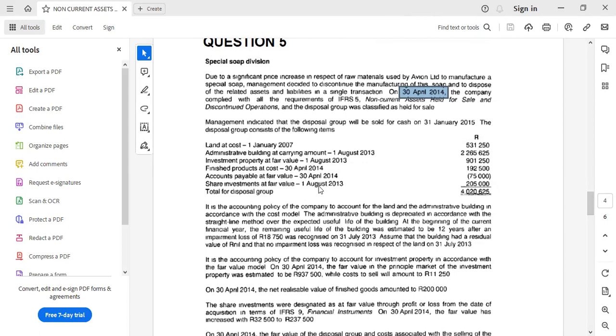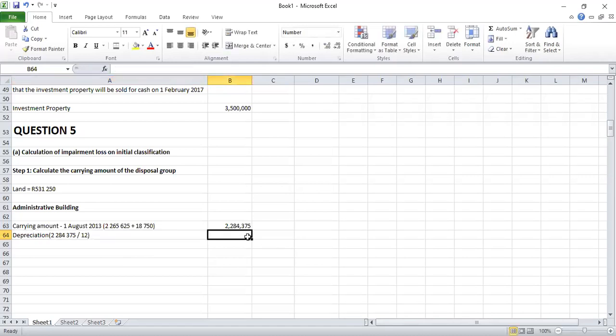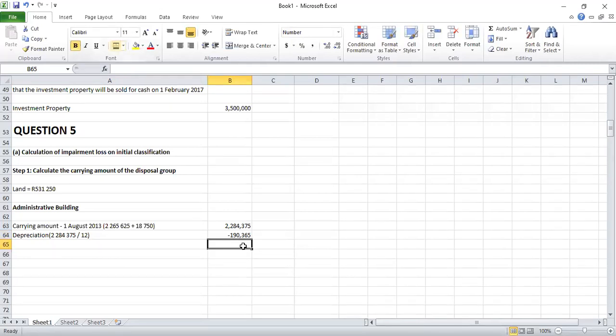So we would say 2,284,375 divided by 12. What do we get? It's 190,365. So the carrying amount would be this minus that. So that would be our carrying amount of the admin building.